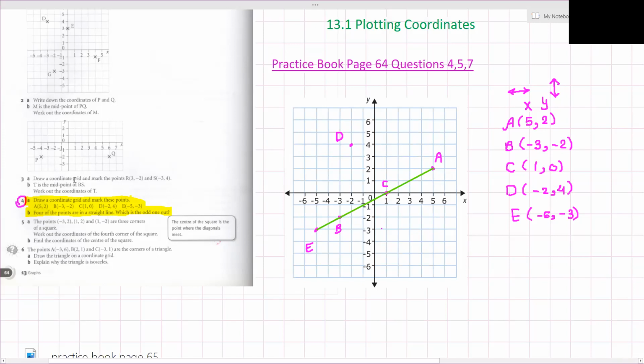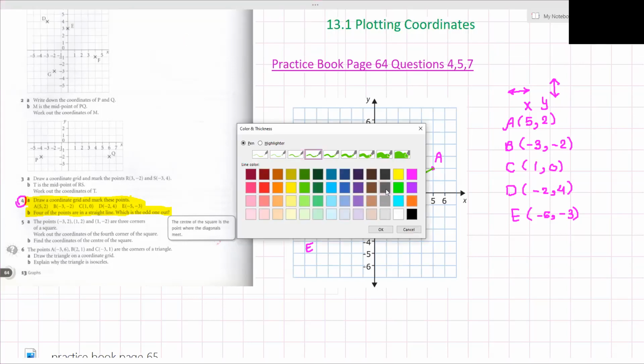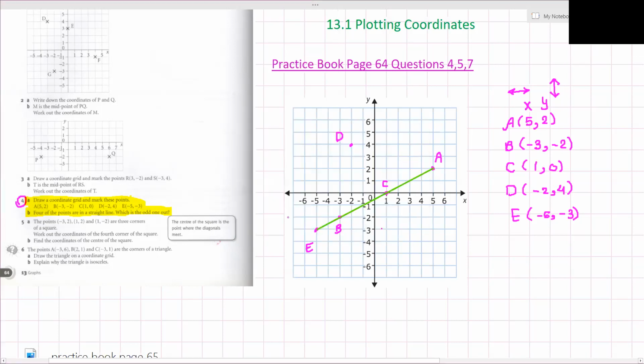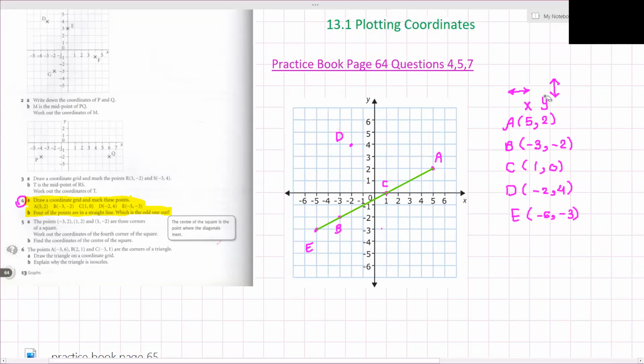Okay, let's go for the next question. Question 5. Okay, I will erase first so we can solve.